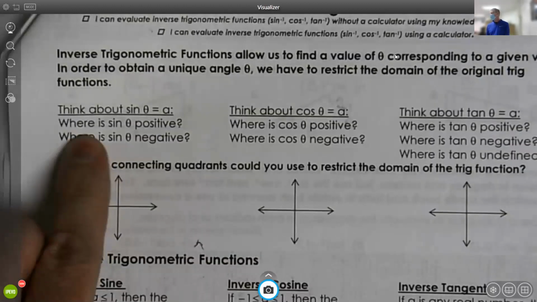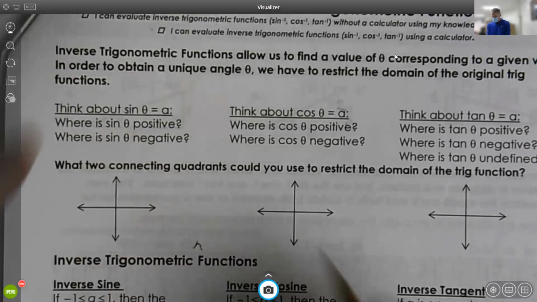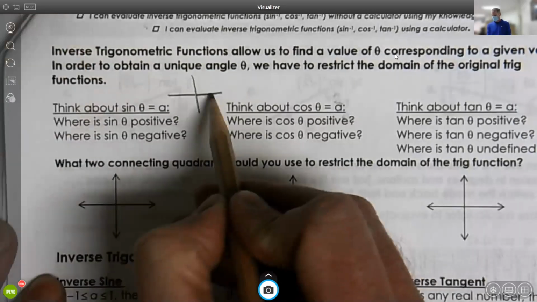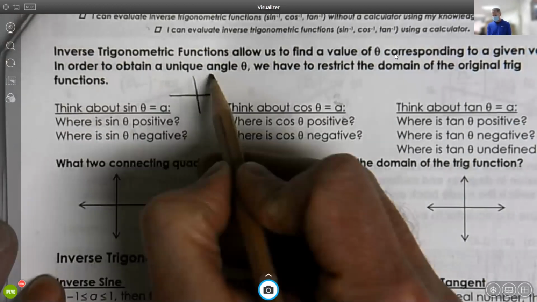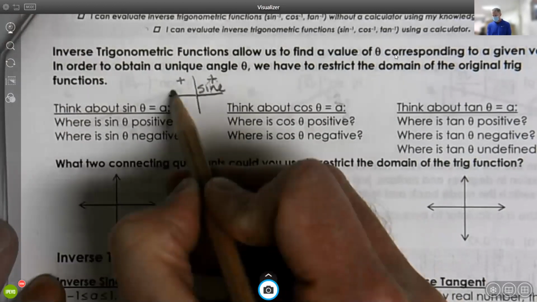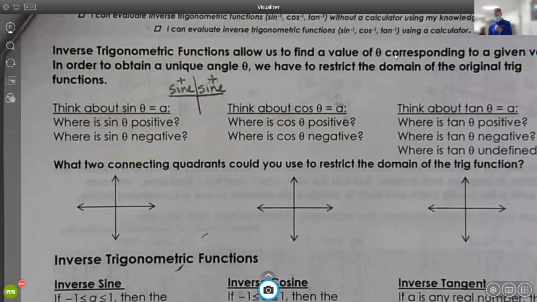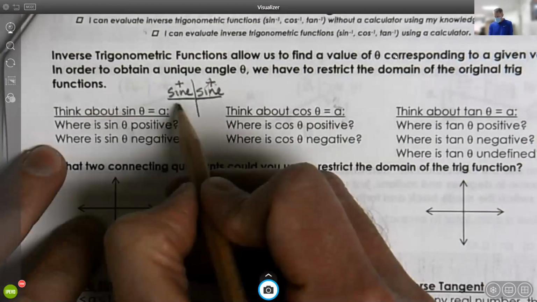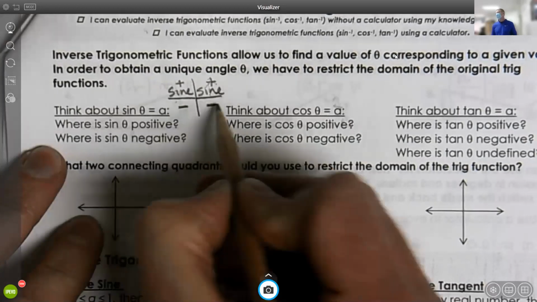is, where is sine positive? If we think about the unit circle, sine is positive wherever you're above the x-axis. Sine is positive in both the first and the second quadrant. That's where sine is positive. Sine is negative below the x-axis.